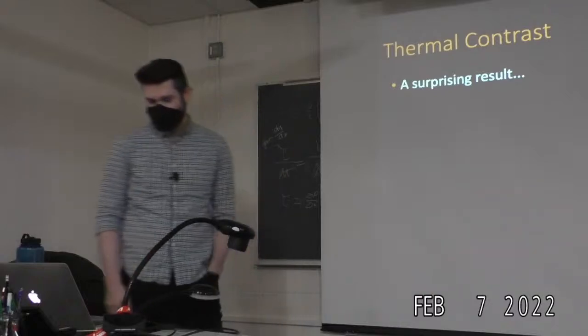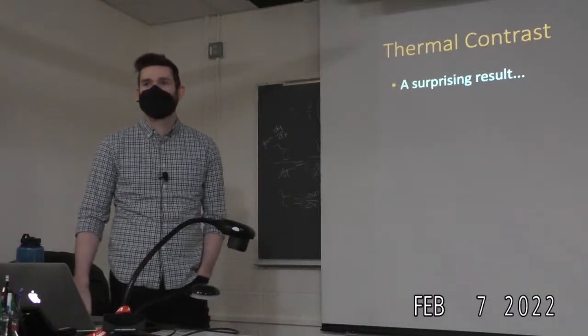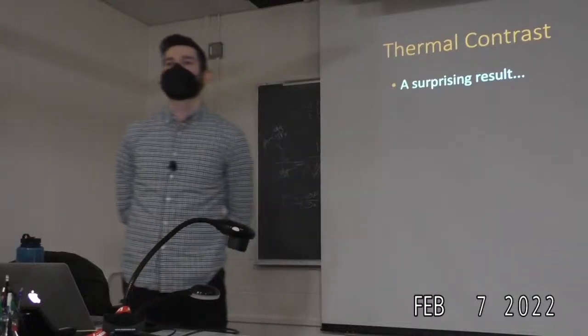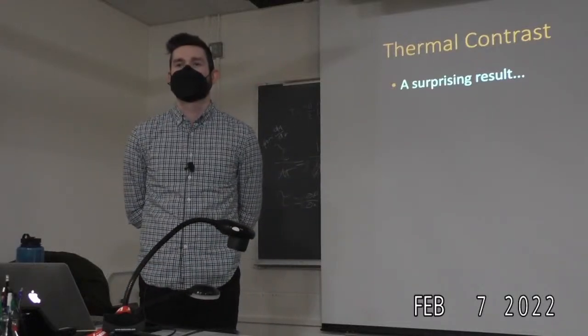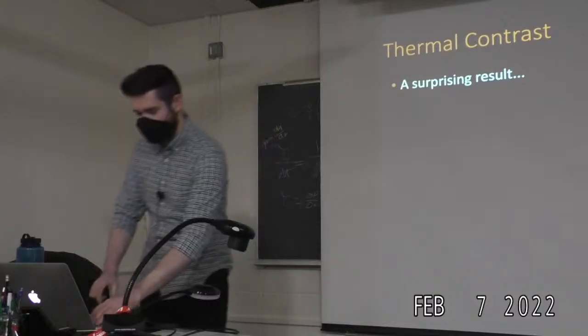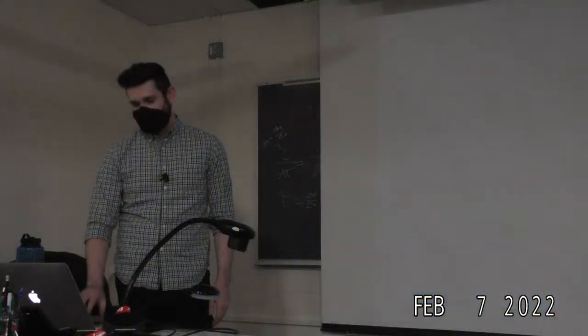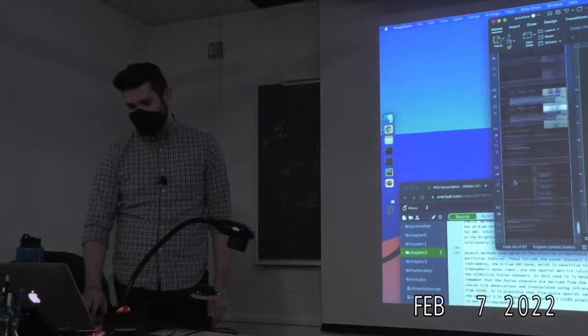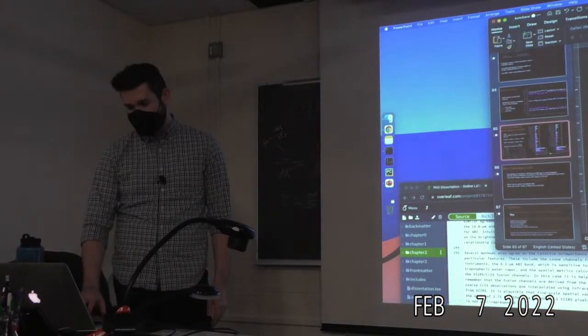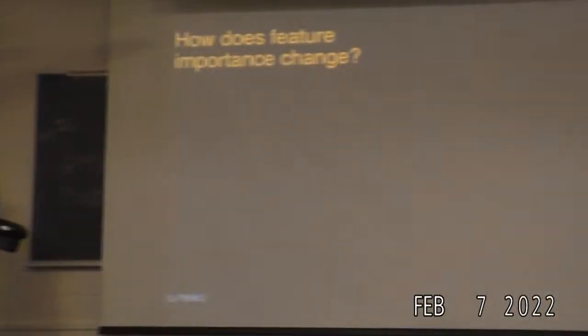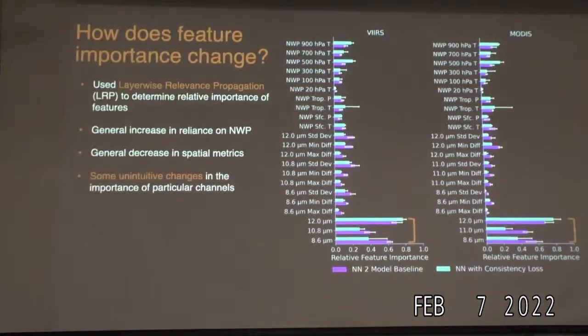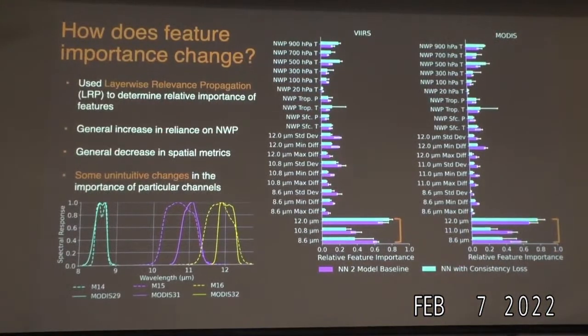Brad: Towards the end, you showed that the 11 micron, the dirty window channel, was more important for consistency than 8.6. Is there something in the MODIS spectral response function that is capturing some surface property that introduces that sensitivity? They have different bandwidths, right? Is the dirty window channel sensitive to surface properties?